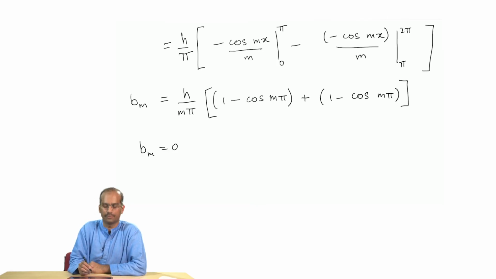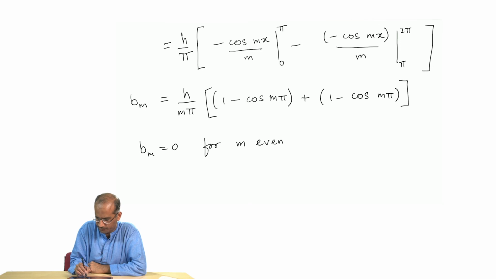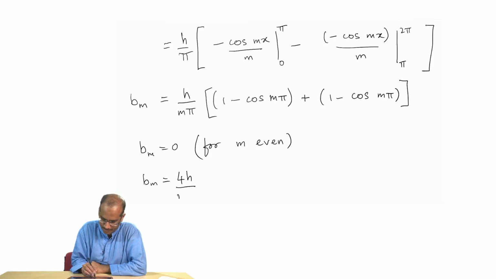this tells us that Bm is equal to 0 for even values of m. Bm will be equal to 4h by m pi for odd values of m.